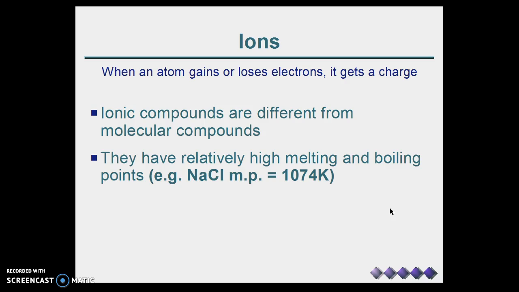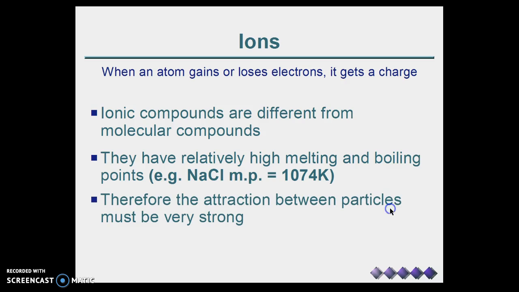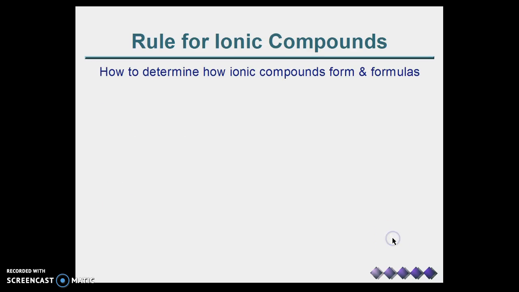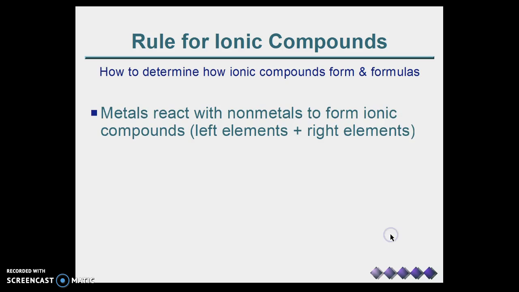Sodium chloride melts at 1074 Kelvin. So the attraction between ionic particles in ionic compounds must be very strong, and it is. So, how do ionic compounds form? How do we write their formulas?